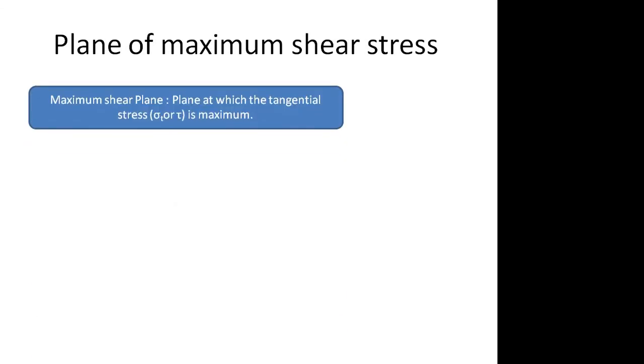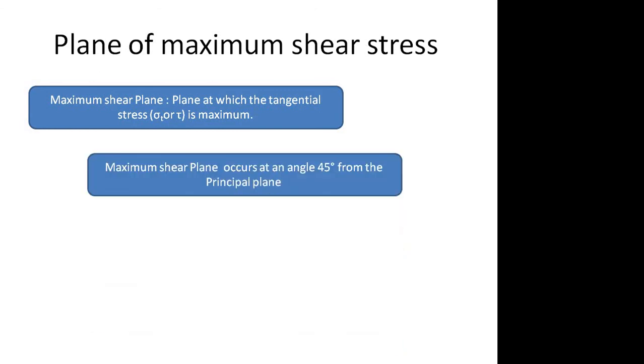Now, as I said, along the principal plane the sigma n is maximum. When you rotate the plane to some other position, the value of shear stress will be maximum. We call that plane the plane of maximum shear stress. It is a plane at which the tangential shear stress, tau, is maximum.